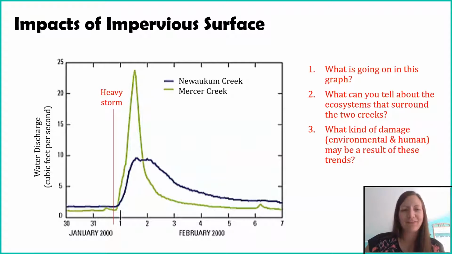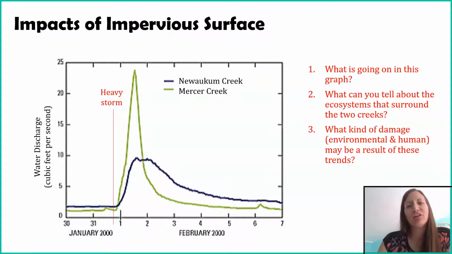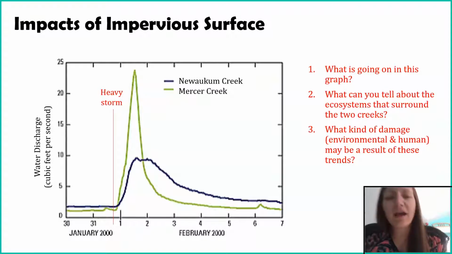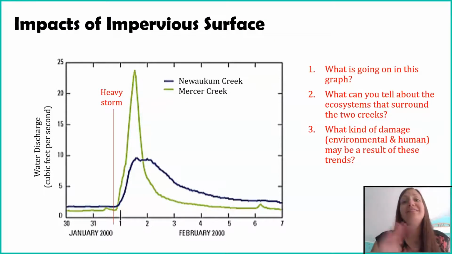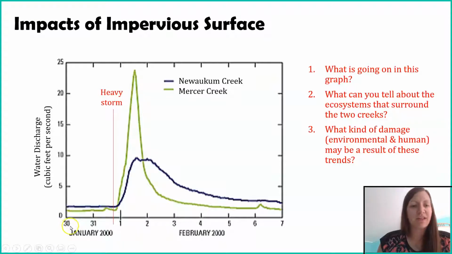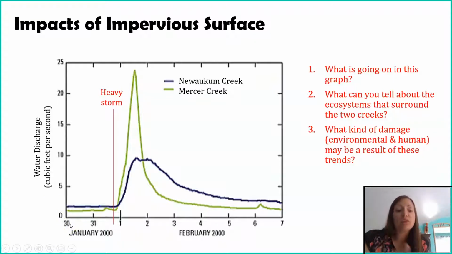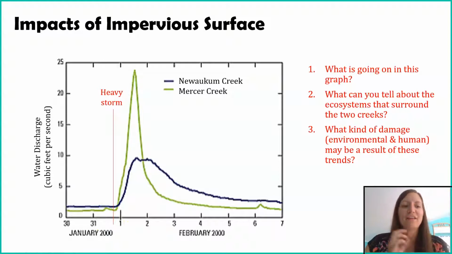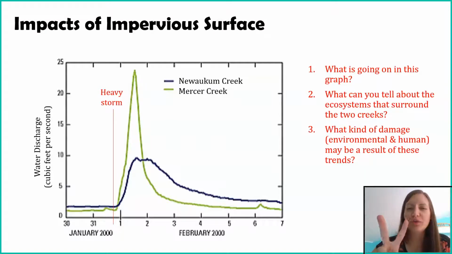Another impact of impervious surface is demonstrated by this graph. I'm going to outline the graph and I'm going to pause to give you a moment to think about it. So on the x-axis, we're looking at time, and this is in days. So for example, the 30 on the left-hand side of the x-axis is January 30th, year 2000. And then the 31st, February 1st, February 2nd, etc. On the y-axis is water discharge. Honestly, just think of this as volume of water. Don't worry too much about the unit. So how much water is going? And what we're looking at is two different creeks.